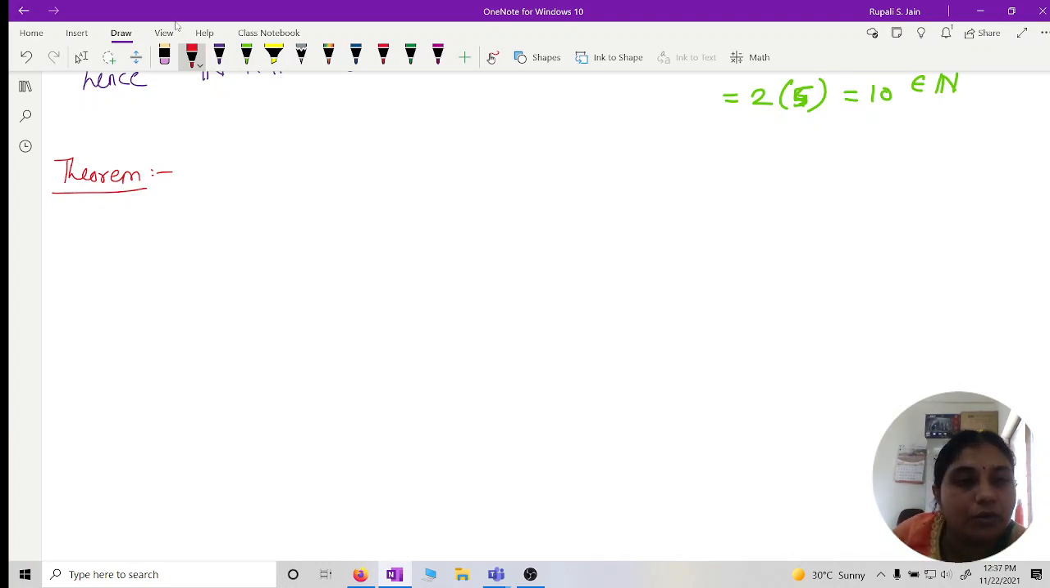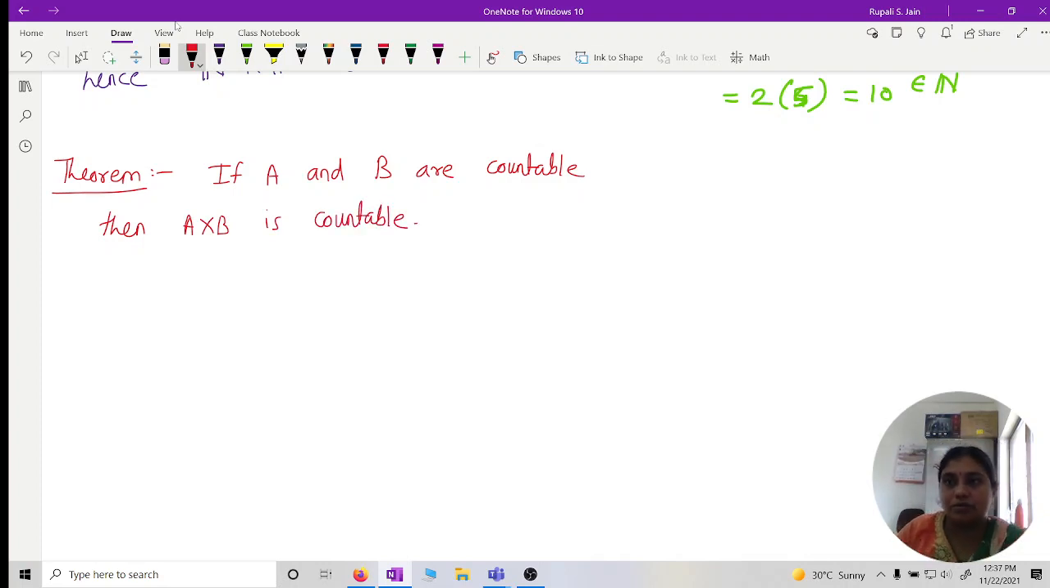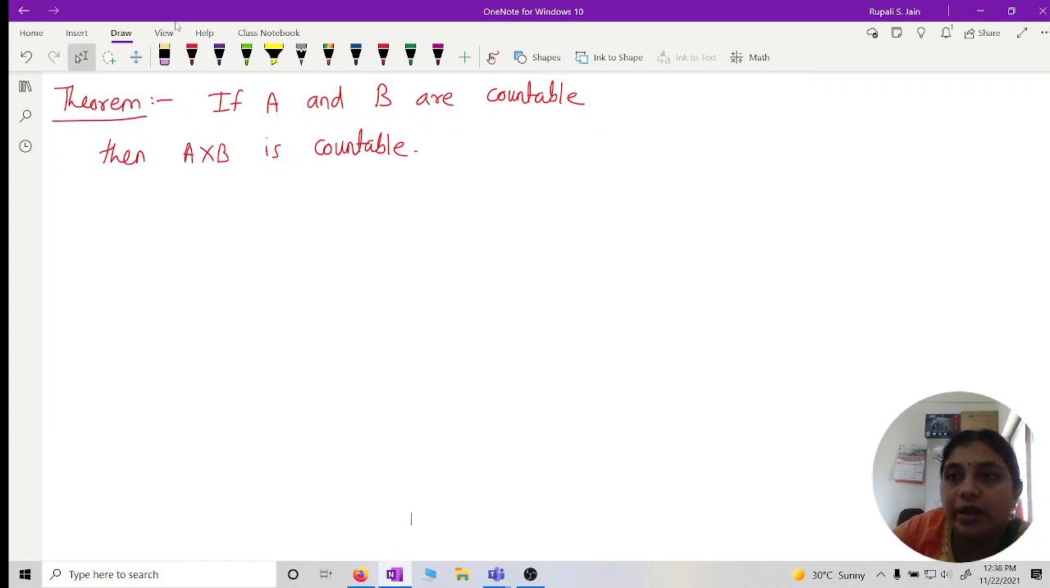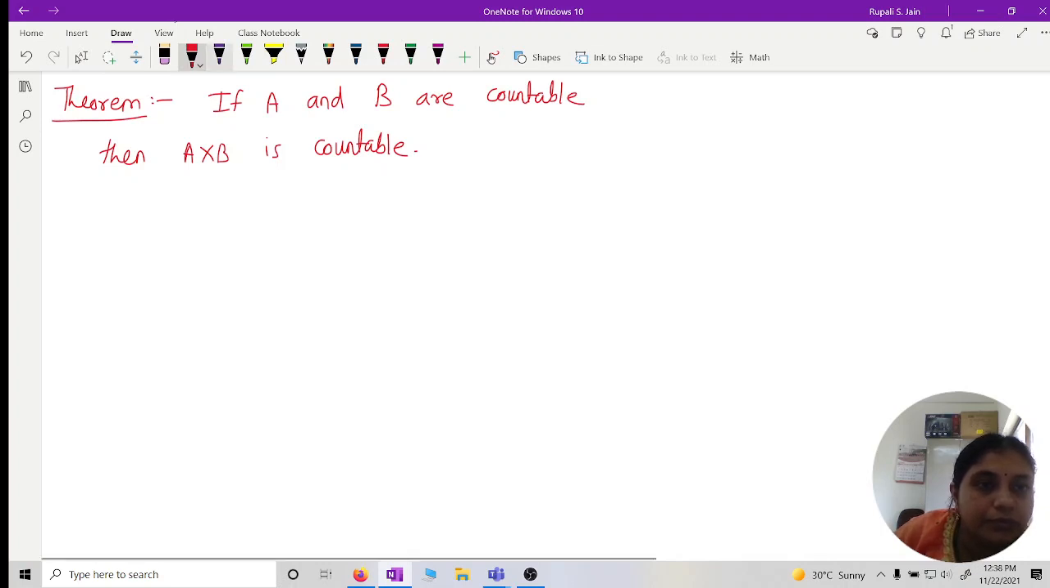If A and B are countable, then A cross B is also countable. So how can I prove this now? A and B are countable, given, and I want to prove A cross B is countable. Prove.